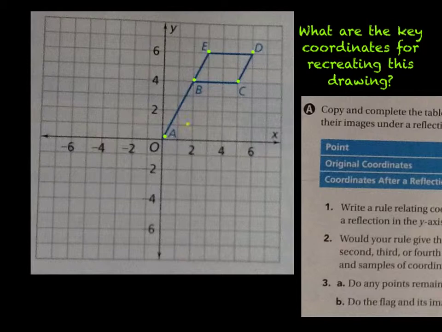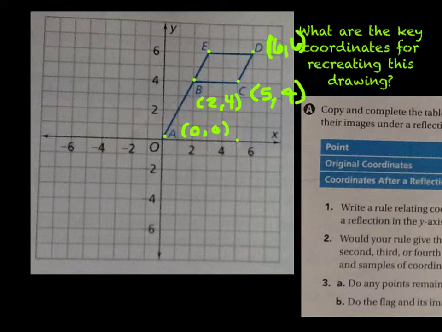So A, its coordinate pair is (0, 0). B, we have (2, 4). Remember that x always comes before y. C, we're going over to 5 and going up 4, so we have (5, 4) for that coordinate pair. D is (6, 6). And our last one, E, it looks like it's (3, 6). So those are our key landmarks. Those are our key coordinates for recreating this drawing. We're going to have to pay attention to those as we do this.